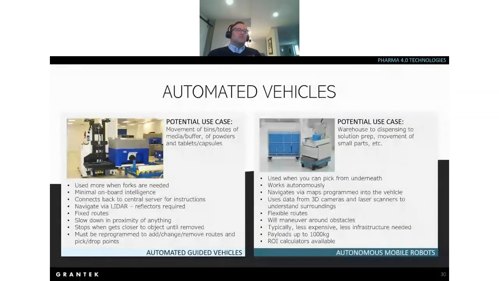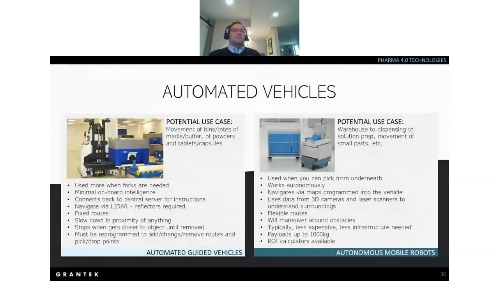Next, I wanted to chat a little bit about automated vehicles. These robot or cobot-like mobile units can drive efficiency in material handling applications. I have here two examples of automated vehicles: automated guided vehicles, or AGVs, and autonomous mobile robots, or AMRs.